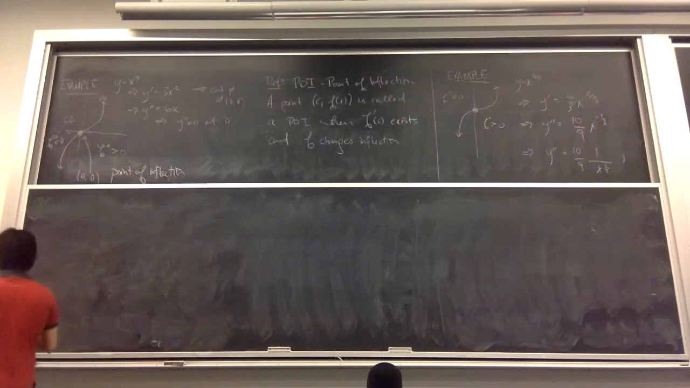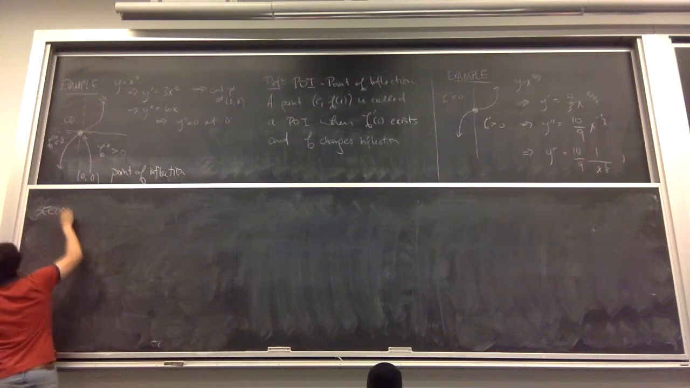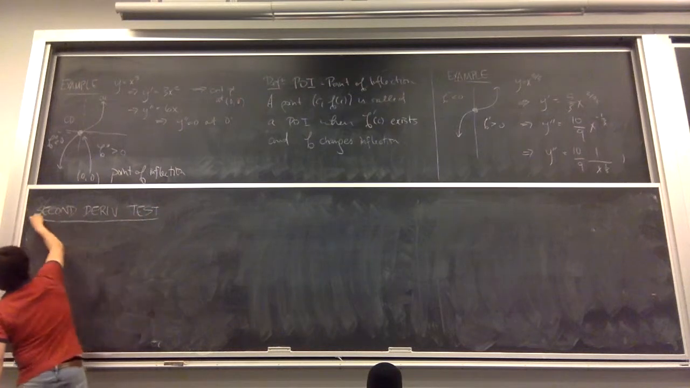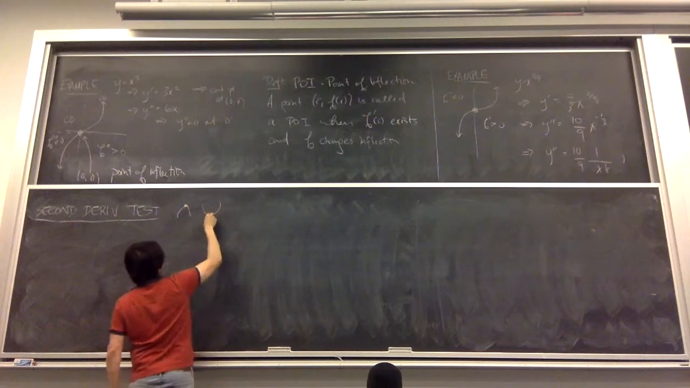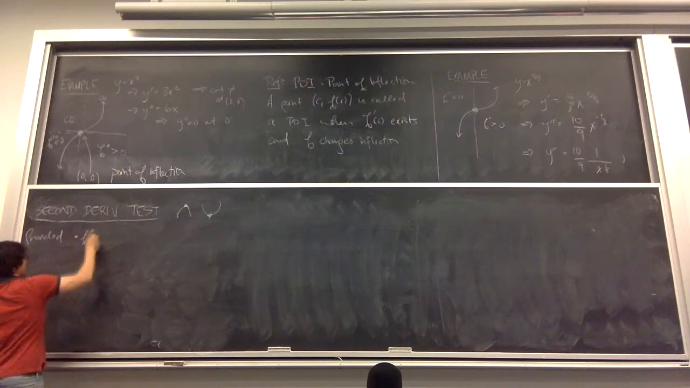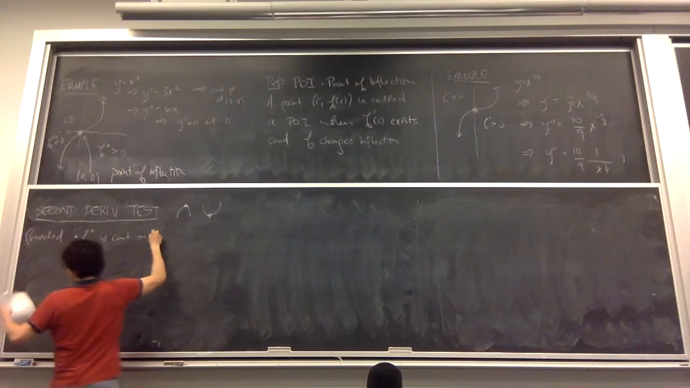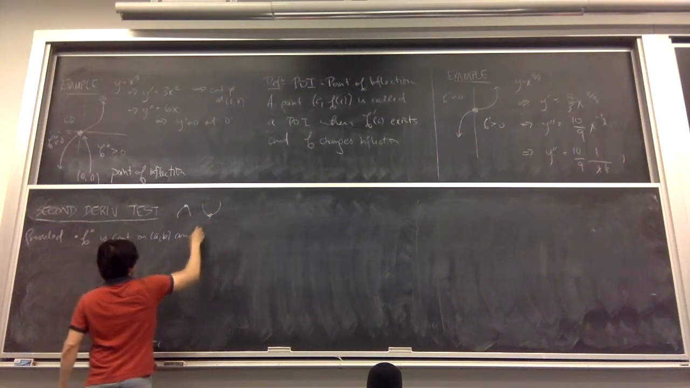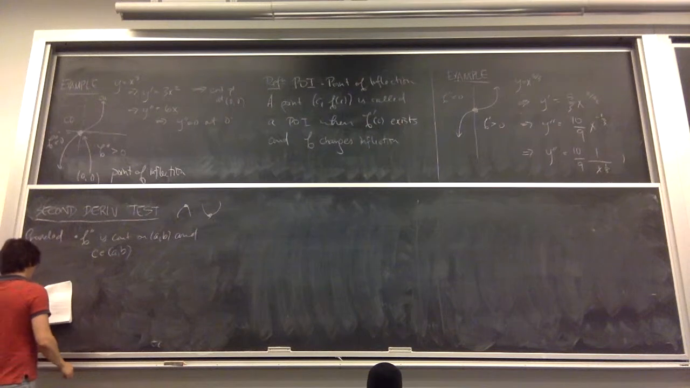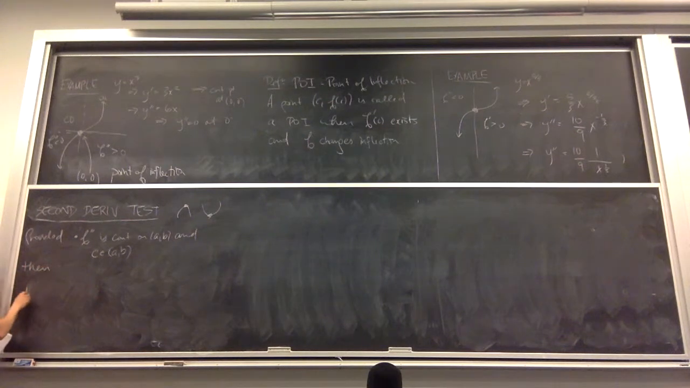Okay, so this is the second derivative test. And it's basically just a test for figuring out if we're in this scenario or this scenario. All right, so I'm just going to write a bunch of stuff. So provided, what do we need? The second derivative is continuous on the open interval, and we have some point C in it. Then we have three conditions, right? Then, condition 1. I think that's this one that we're going to talk about.